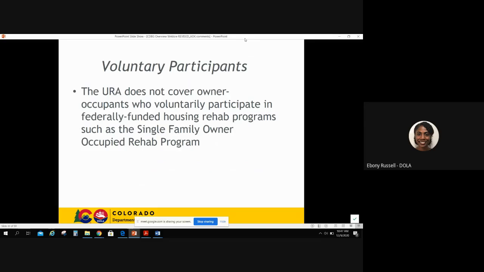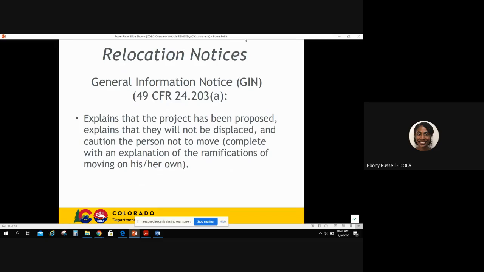Voluntary participants don't require the need for temporary relocation. So single family owner occupied rehab programs don't need to follow URA requirements. But you want to get your relocation notices out as soon as possible. The relocation notices, or the GENs, explain what project has been proposed and that the tenant will not be displaced. They caution the tenant not to move and explain the ramifications if they move on their own.